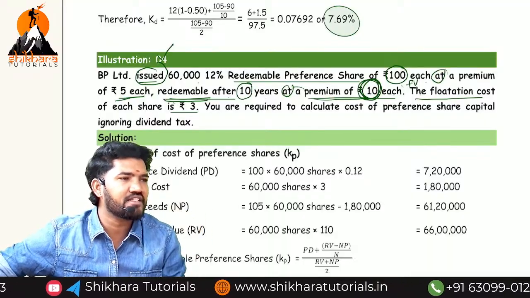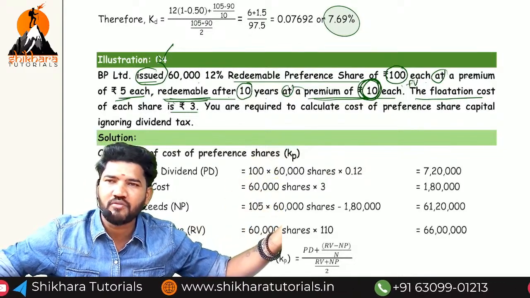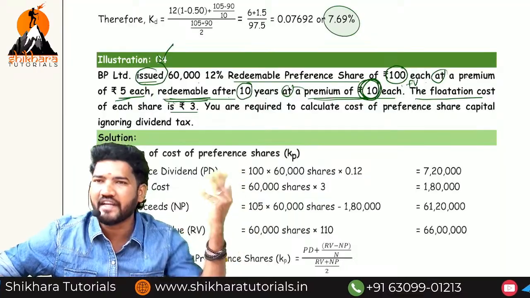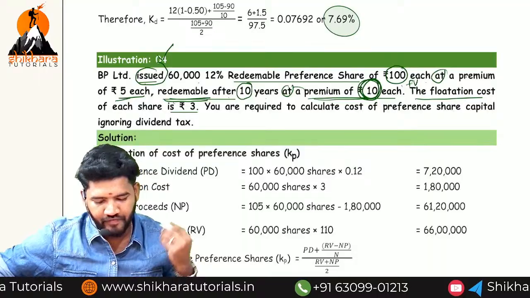What is the issue price calculation? Face value plus premium, 100 plus 5, 105, minus flotation cost. How much? 3 rupees. How much you receive net? Are you guys clear? Okay, then fine.